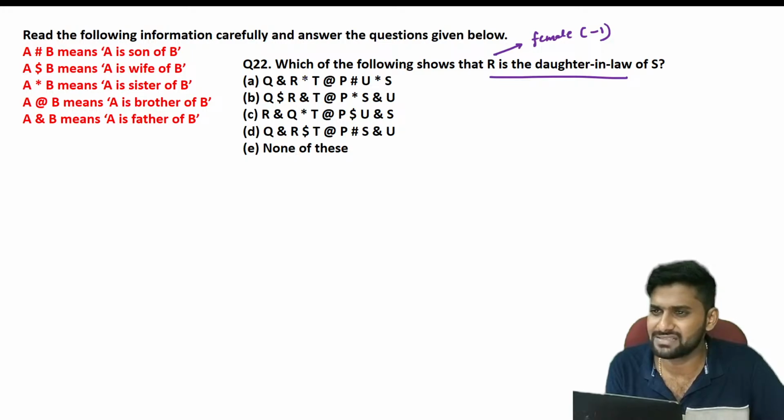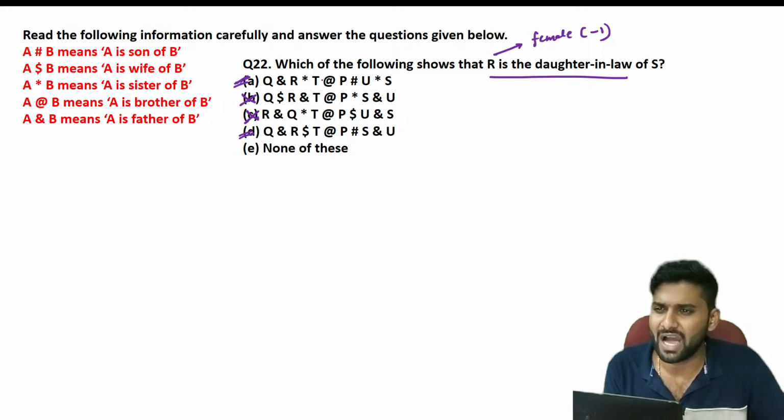What is star here? Sister, female. And is represented here as father. So don't draw the diagram, option B is eliminated. It's a time waste. Again, C is also eliminated. If you draw the diagram, definitely you will get a male gender, but according to the question, R must be female. And dollar here is wife. So there are two possibilities here, A or D.